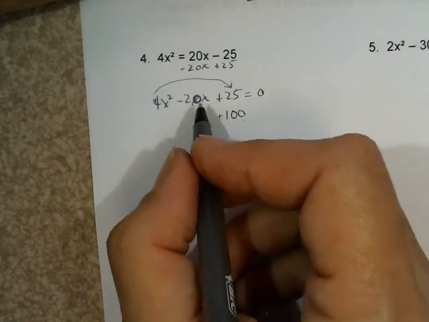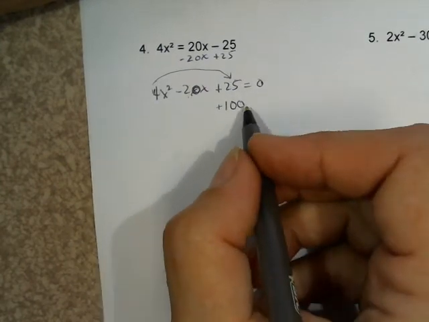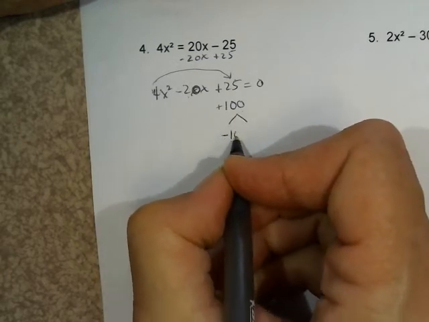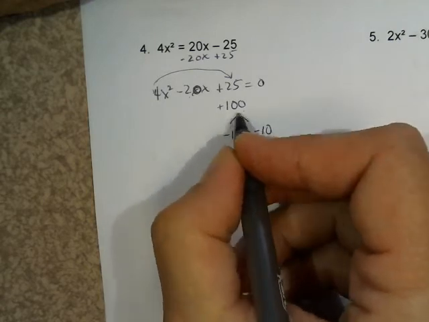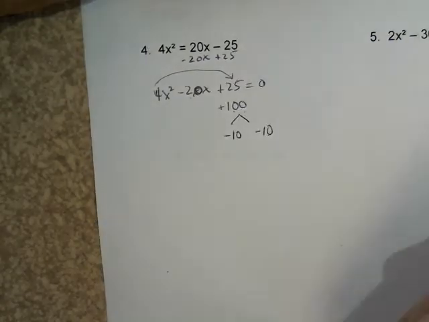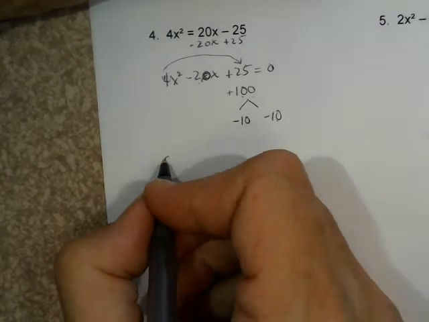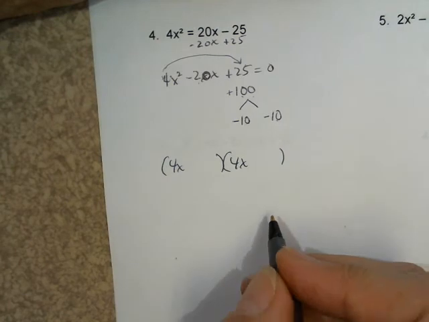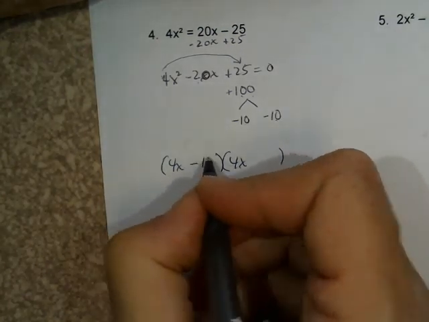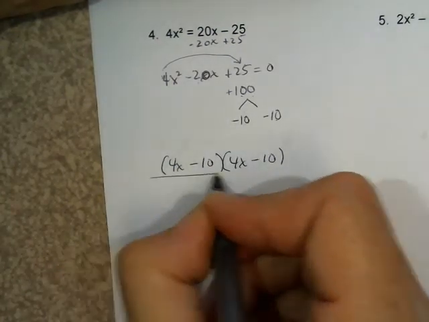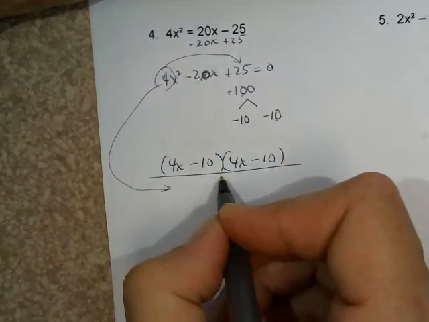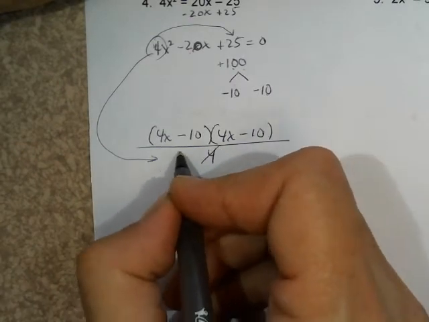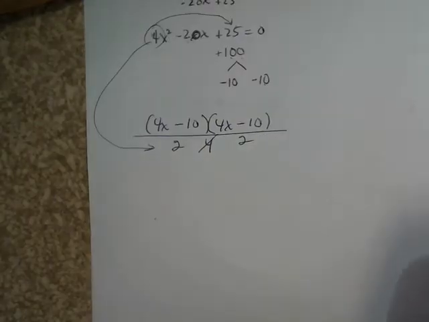Positive 100 that add up to negative 20? Well, you can go through several factors of 100, but you'll finally come up with a negative 10 times a negative 10 is a positive 100, and they add up to negative 20. In your open sets of parentheses, you're going to put a 4x in both. You're going to put a minus 10 and a minus 10, and don't forget that you have to divide out by 4. But 4 doesn't go into 10 evenly, so that's got to be split up into 2 times 2.